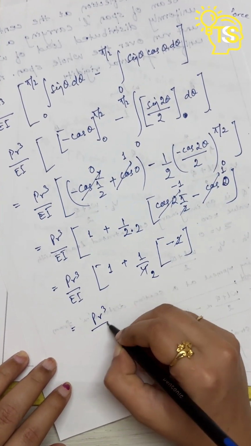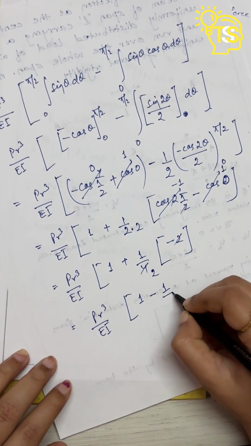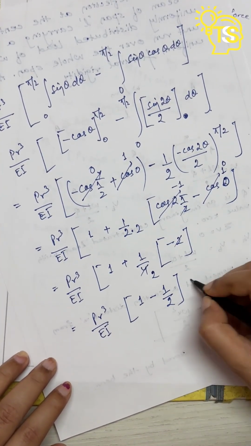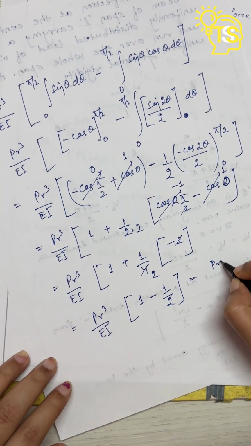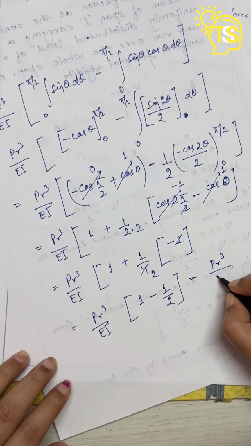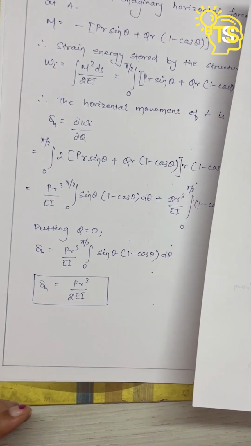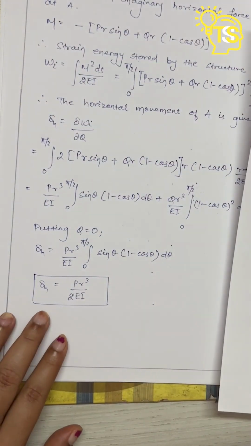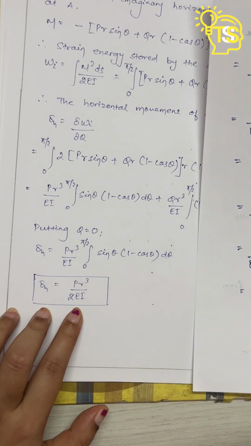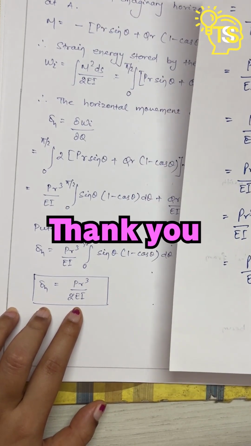Here PR cube upon EI into (1 minus 1 by 2). The value we will get is PR cube upon 2EI. So here we got the horizontal deflection. Thank you.